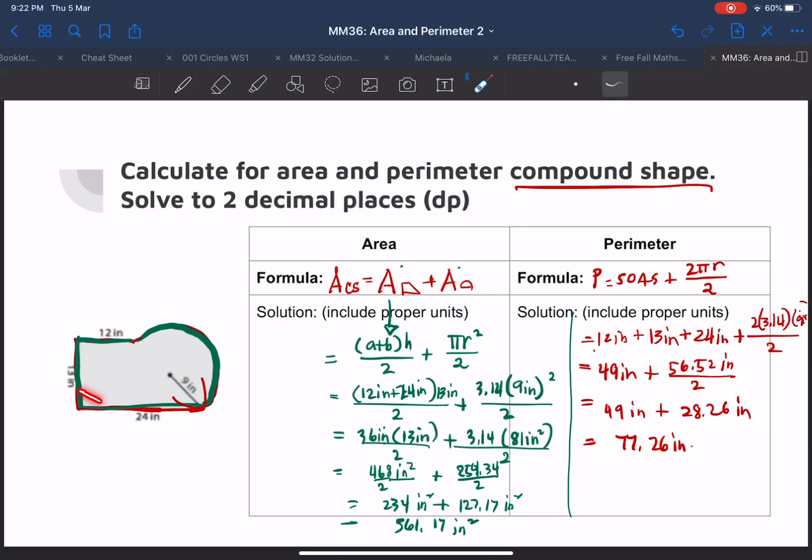So the perimeter is 77.26 inches, while the area is 361.17 inches squared. Please do your best to be geometry detectives. Once you figure out what makes up the compound shape, then you use your analytical skills to figure out which formulas you need, then it's all about substituting and being accurate when you're doing your calculations.